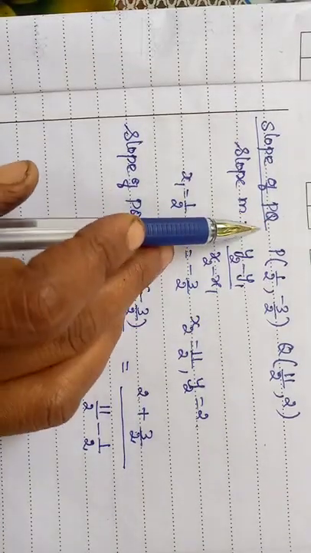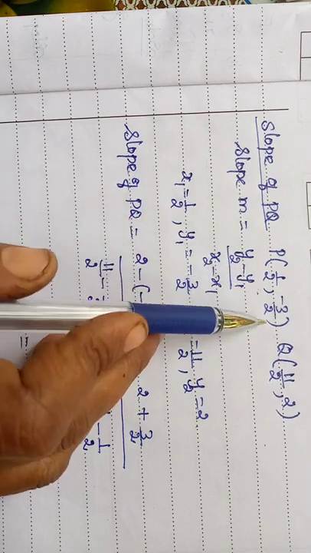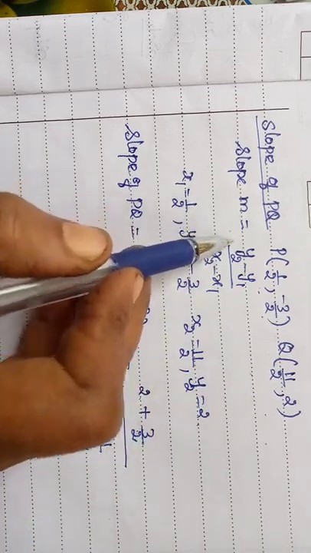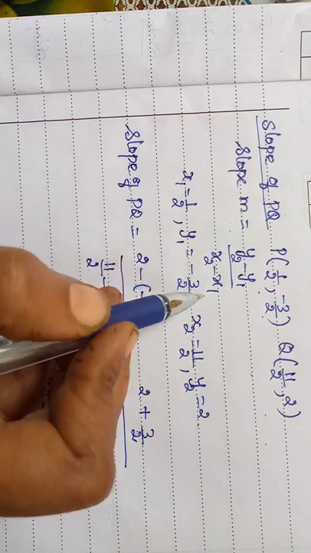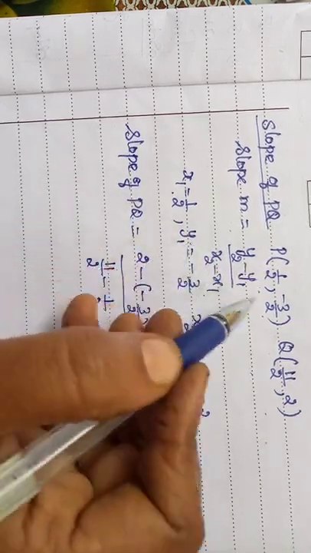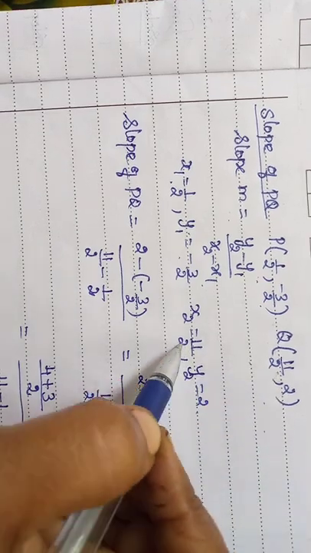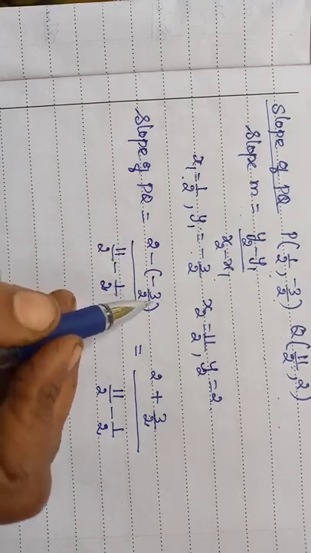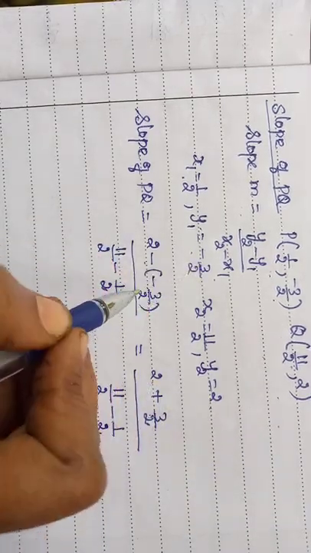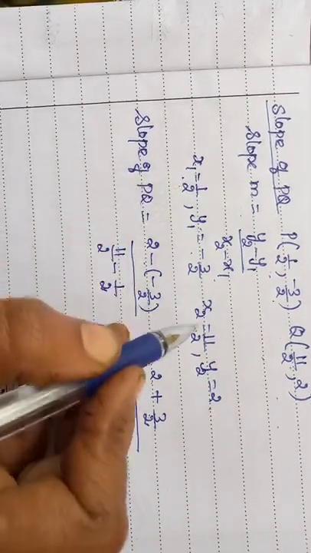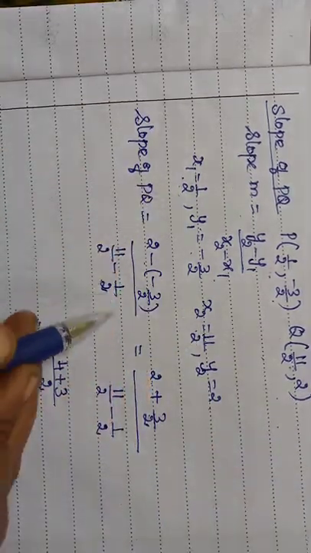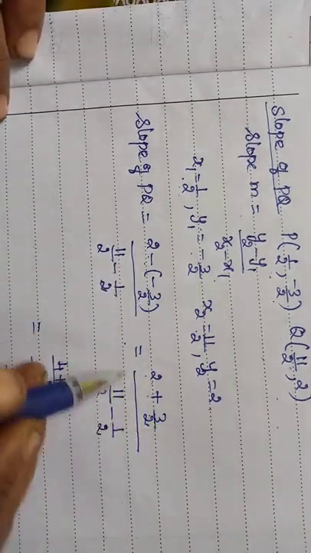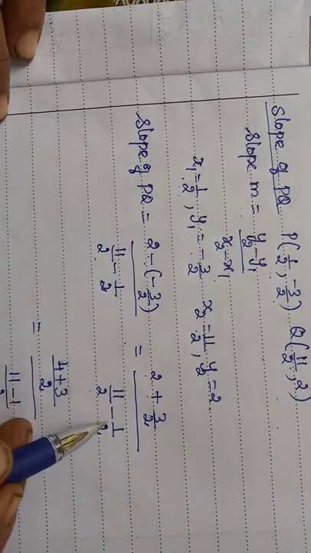Let's do the slope of PQ. That is P of (1/2, -3/2) and Q of (11/2, 2). What is the slope formula? m is equal to (y2 minus y1) by (x2 minus x1). Here x1 equals 1/2, y1 is equal to -3/2, x2 is equal to 11/2, and y2 is equal to 2. So the slope of PQ is equal to y2 minus y1, that is 2 minus (-3/2), divided by x2 minus x1, that is 11/2 minus 1/2. Here minus into minus is plus, so it becomes 2 plus 3/2 divided by the denominator term as it is, 11/2 minus 1/2.